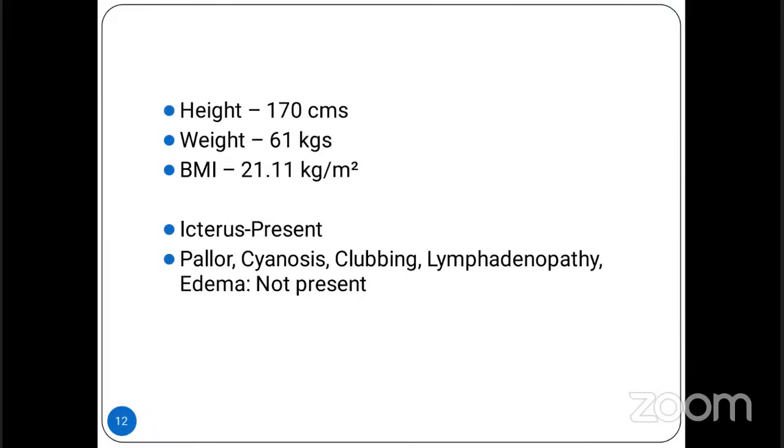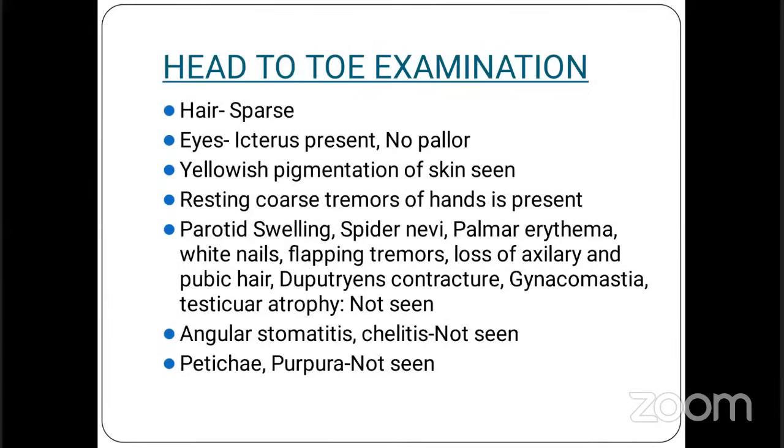Proceed. Head to toe examination. Hair is sparse. Eyes, icterus is present. No pallor. Yellowish pigmentation of the skin is seen. Resting coarse tremors of hands is seen. Parotid swelling, spider nevi, palmar erythema, white nails, flapping tremors, loss of axillary and pubic hair, Dupuytren's contracture, gynecomastia, testicular atrophy are not seen. Angular stomatitis and cheilitis are not seen. Petechiae and purpura are not seen.